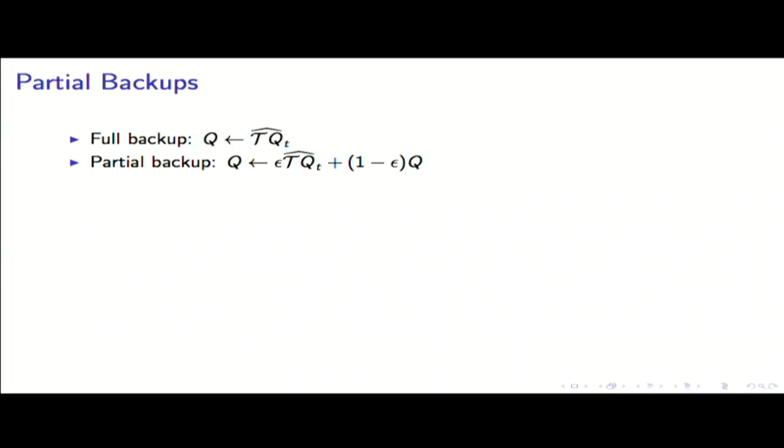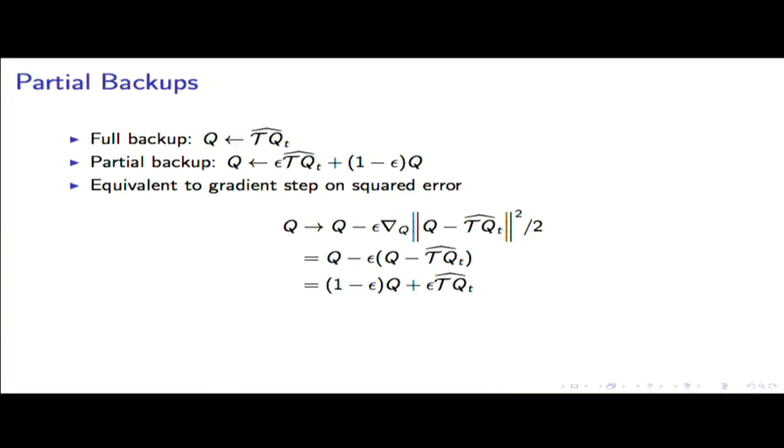So what we can do instead is just move a little bit in that direction. We can set our new Q value to be a small epsilon times the backed up Q value estimate plus 1 minus epsilon times the current value. So that way we're only updating it by a little. So is that a good idea? Well, it's actually the same thing as just taking the squared error and taking a little gradient step on that squared error with step size epsilon.